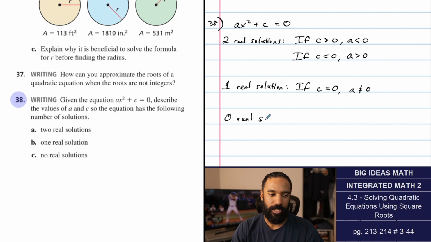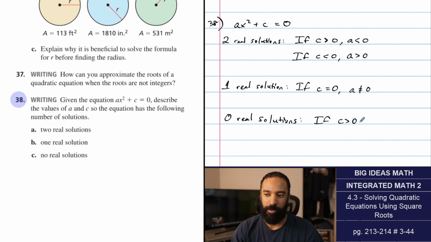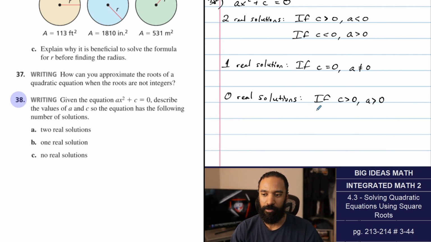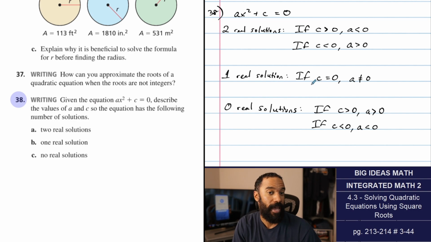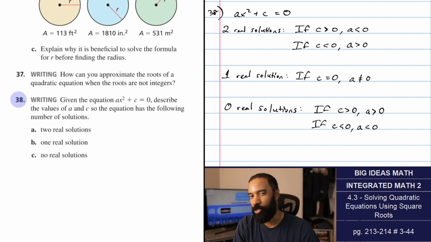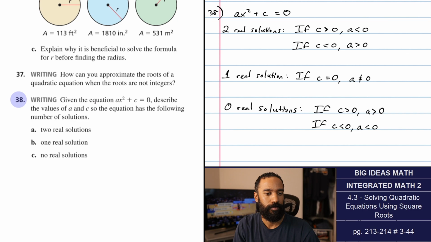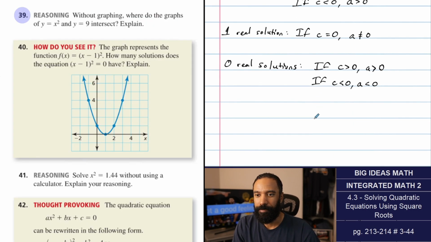No real solutions sounds like it would be the opposite of the 2 real solutions case. If c is greater than 0, a would have to be greater than 0 because that would keep it negative. And if c was less than 0, a would have to be less than 0. I think I could write that a little better, meaning take out the if and put the a's first and the c's second. But I'm getting into what I have to do with c to make that happen. So that's just how I thought about it in my head. So I wrote it out to make sense of it for you guys. And I think that works for me. All right, number 39.